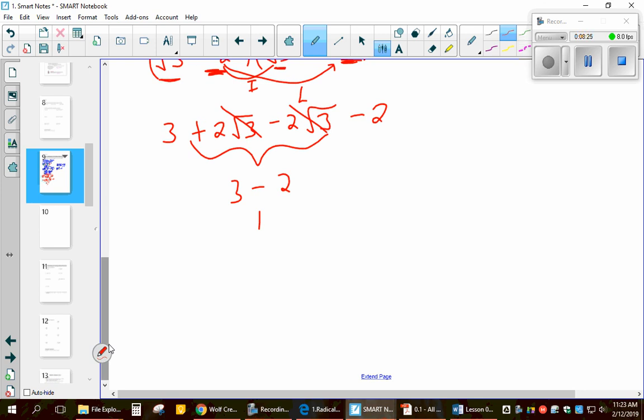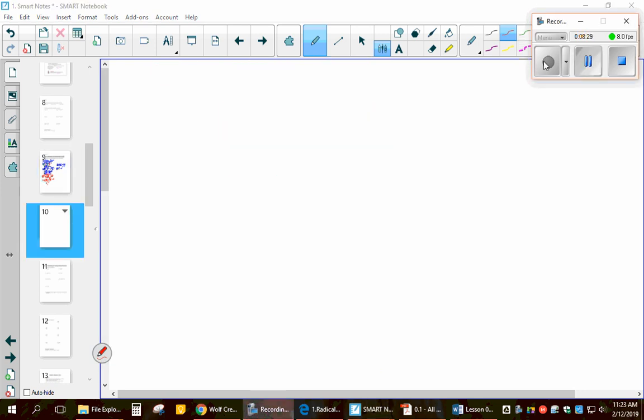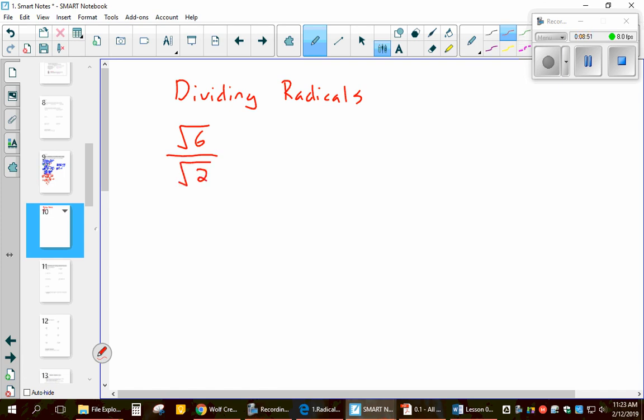Let's do some dividing radicals. It'll be really similar. So let's go like square root of 6 divided by the square root of 2. It's going to be really similar here, radicals by radicals, right? So in the end, this would just be 6 and 2. What is 6 divided by 2? It's 3, but then you've still got it underneath the square root.